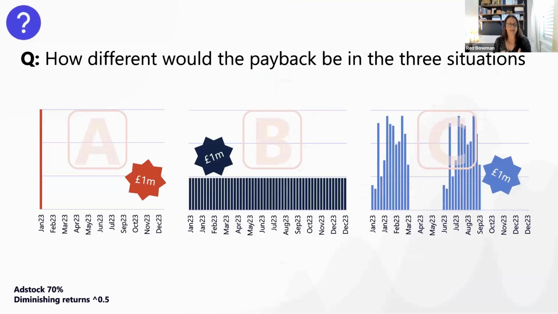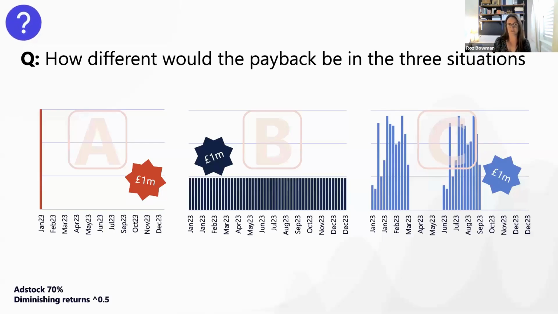Here we have three laydowns for £1 million worth of media spend. We have plot A showing £1 million being spent in 1 week and nothing the rest of the year. We've got plot B showing an even amount of spend across the whole year. And we've got plot C, let's call them two kind of campaign boosts spending that £1 million.